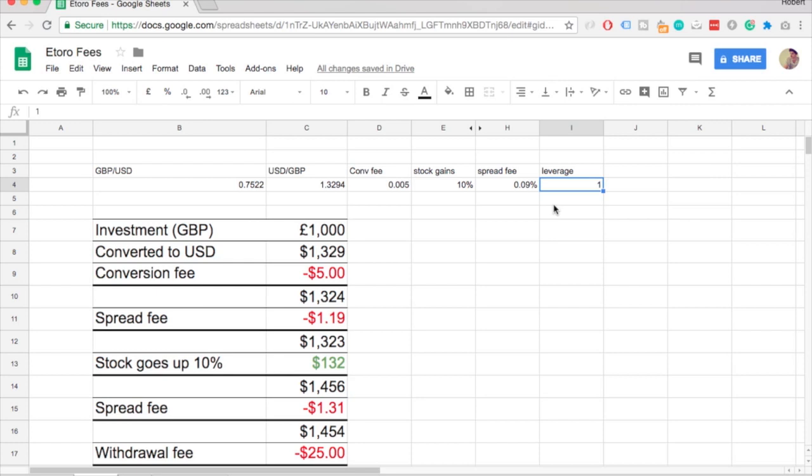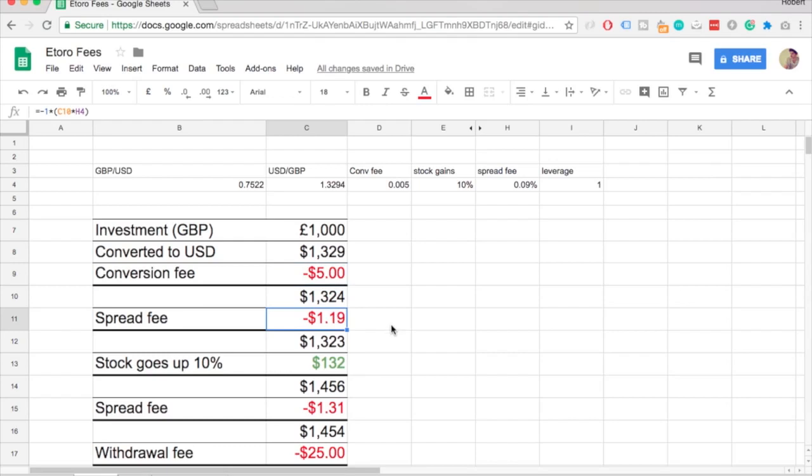For simplicity, I won't include overnight fees as these are mostly in place when you leverage your trade, and for most people this won't apply. Alright, at top you can see we have invested £1,000. When we convert it to dollars, we end up with $1,329. Right from the start we are going to have $5 in conversion fees. So we are left with $1,324, which we take and buy stocks with the whole amount.